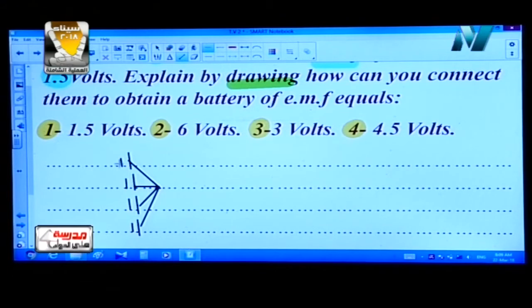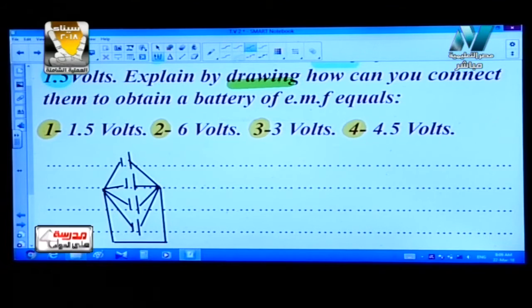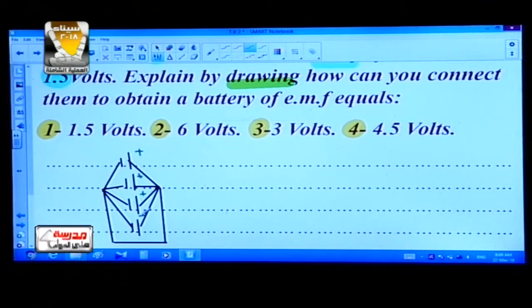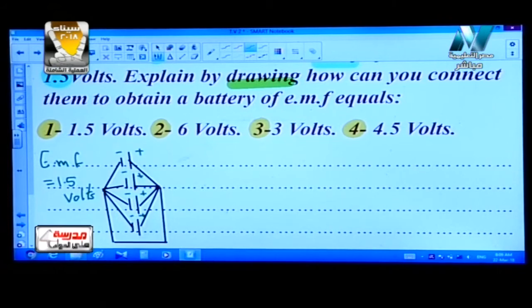As we see here, all positive poles are connected together and all negative poles are connected together. So in this case the electromotive force equals E1, the electromotive force of one electric cell, as if they were all one electric cell. So in this case we have an EMF equal to 1.5 volts. Number one is finished.